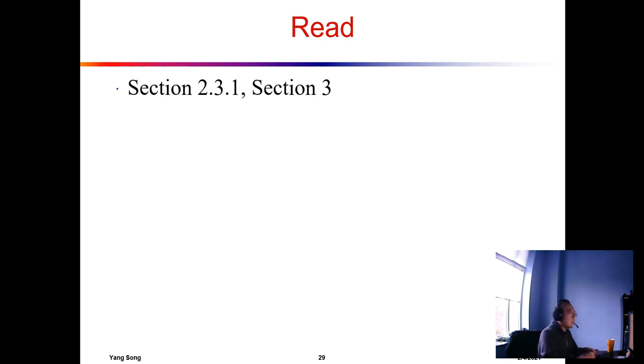So, well, this is the reading part. If you have watched my video and you want to do further reading, those are the sections you want to read. We haven't really finished everything in section 2.3 yet. So you only have to do the reading of 2.3.1, and section 3 is about big O, big theta, and big omega.